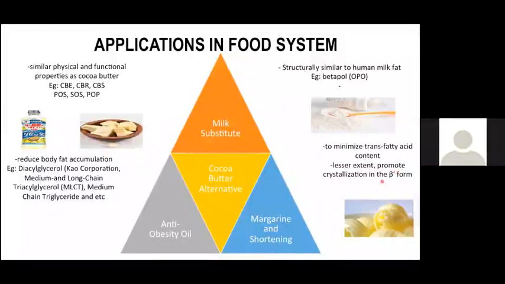And one of the interesting things about interesterification is that it can produce beta prime crystals in your fat. These beta prime crystals are desirable because they give a very soft texture to your margarine. Without interesterification, it's pretty difficult to get the beta prime structures of the crystals of the fat.